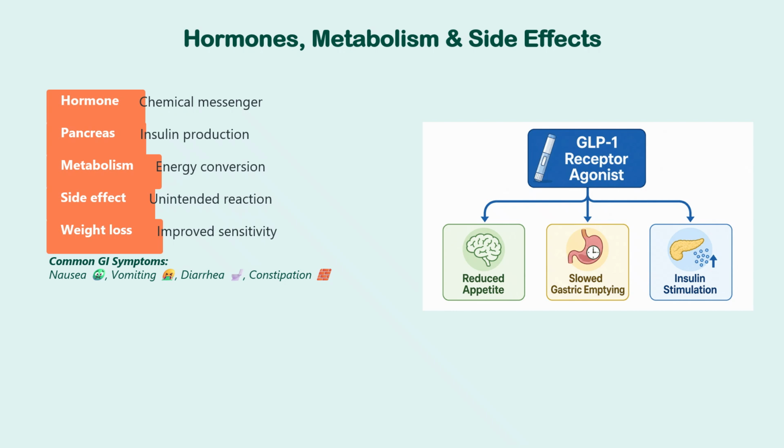Appetite, desire to eat. Semaglutide reduces appetite. Metabolism, the body's process of converting food into energy. Thyroid hormones regulate metabolism. Side effect, an unintended effect of a medication. Mild nausea is a common side effect of GLP-1 receptor agonists.